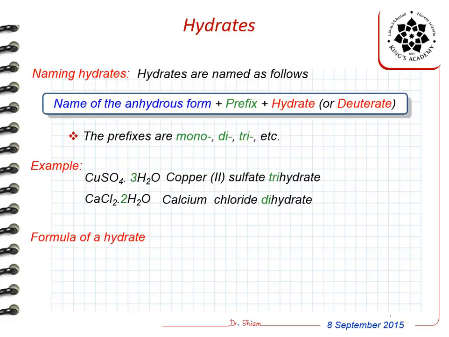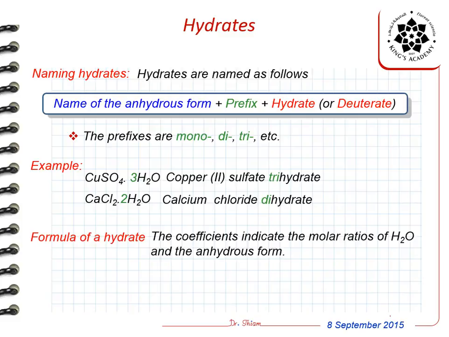Easy enough. How do we get the formula of a hydrate? The formula of a hydrate is always written as the anhydrous form dot X H2O. Now X we call a coefficient. So in this case, this 3 is a coefficient, and this 2 is a coefficient. These coefficients represent the molar ratios of H2O to the anhydrous form.